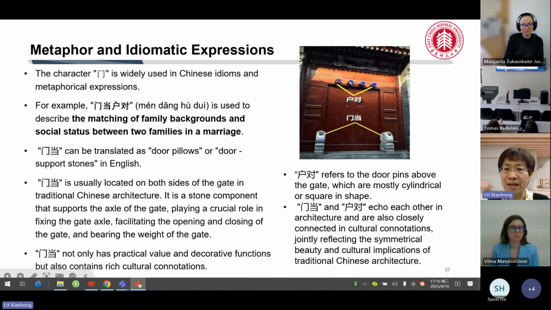Some families have no 户对 or no 门当. That's an ordinary family. If the family has a very high status, it may have this 门当 and 户对. So the number of 门当 and 户对 indicates the status. Some have 2, some have 4. When the number is different, the status changes. So we use 门当 and 户对 to say that these two families match each other. If we say 他们门不当户不对, that means these two families do not match in their family background.